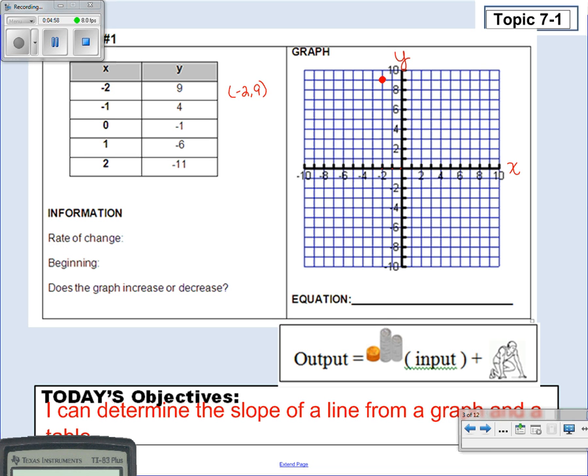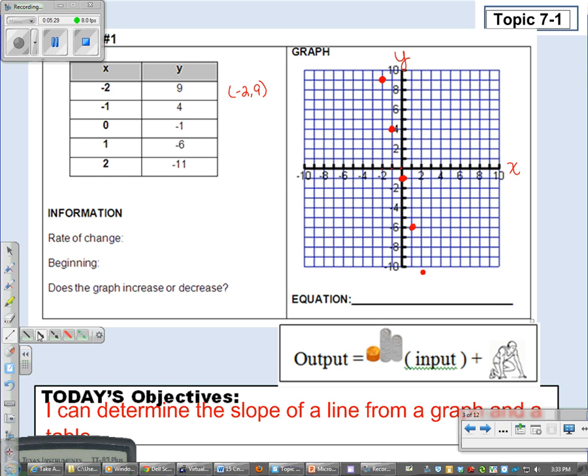My next point is at negative 1, 4. So x-axis negative 1, y-axis a positive 4. 0, negative 1, x-axis is 0, y-axis is negative 1. I have 1, negative 6, x-axis is 1, y-axis is negative 6. And 2, negative 11 would be off our chart. Using your ID as a straight edge, or if you have a straight edge that you can use, we're going to connect the dots and draw a line.